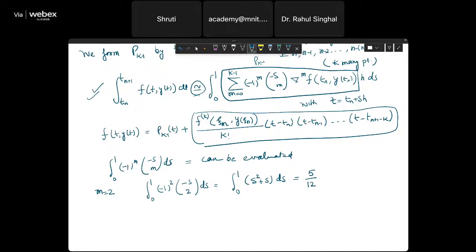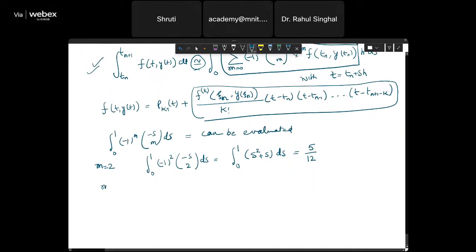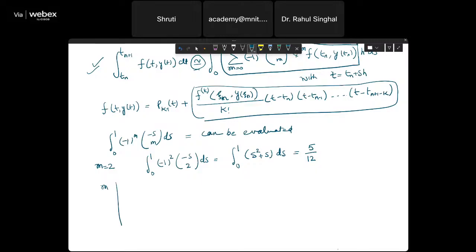Okay, and you know that m depends on k, where k minus 1 is the order of the interpolation polynomial. So depending on the degree of the interpolation polynomial, you will get the value of m, and accordingly the terms will appear in the summation part of this approximation, and this integral will be calculated. For different values of m, we get different values of this integral, which we can list out, and accordingly we can write the approximate value of this integral. So that is what I'm going to give you next.